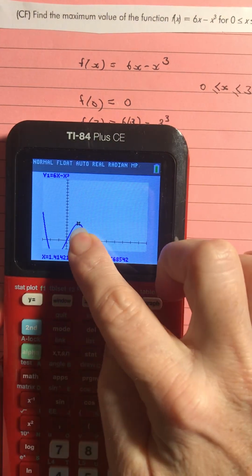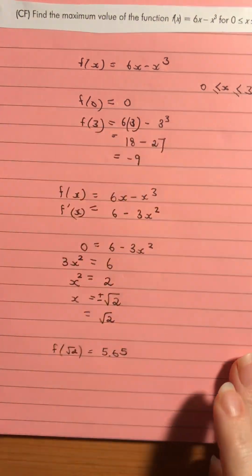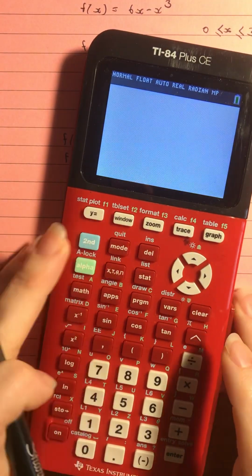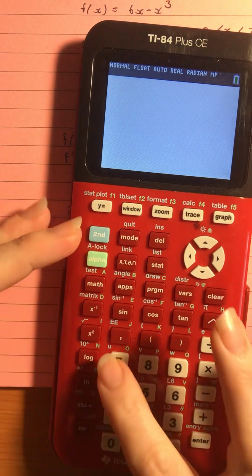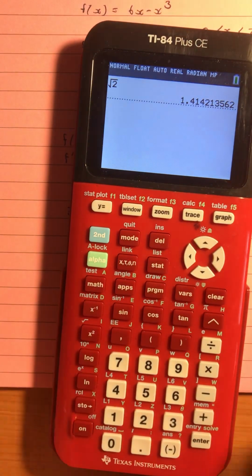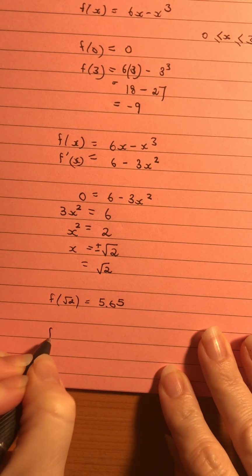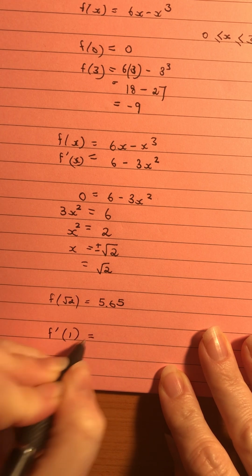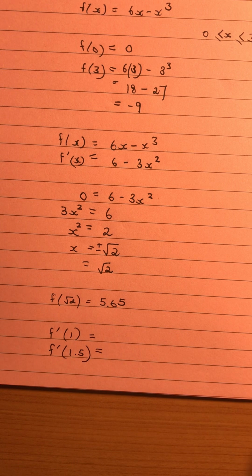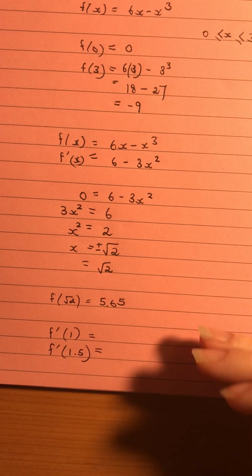I can also see on my graph that it is that maximum value there, and then what I can do is test the gradient either side of the square root of 2. So if you're not sure what that is equal to, if you do the square root of 2, see how it's 1.41. So if I go at 1.5 and 1 and test the gradients there, so find f dash of 1 and f dash of 1.5, I can look at what's happening either side because I know at the square root of 2 it's going to be 0.